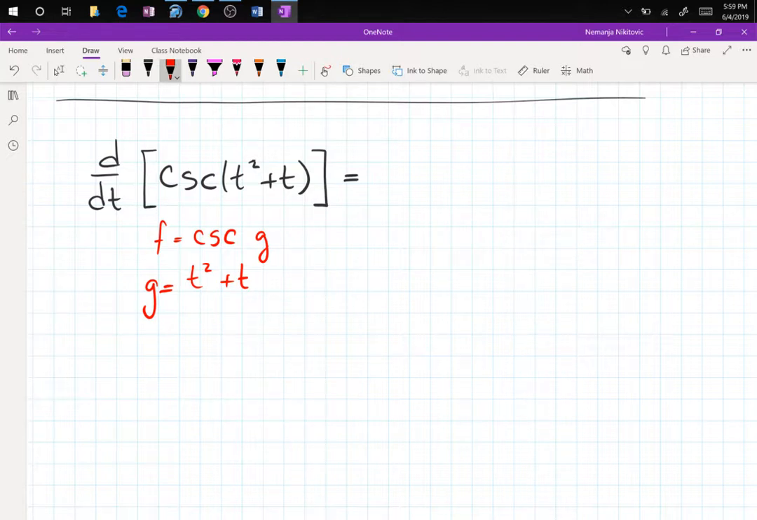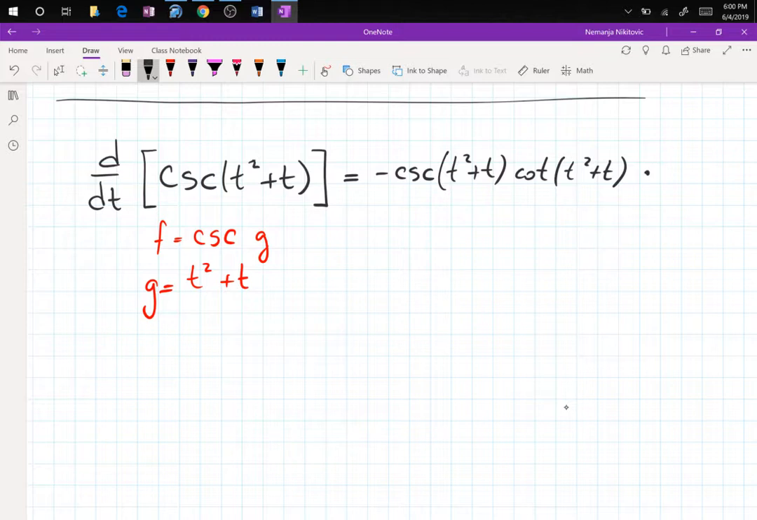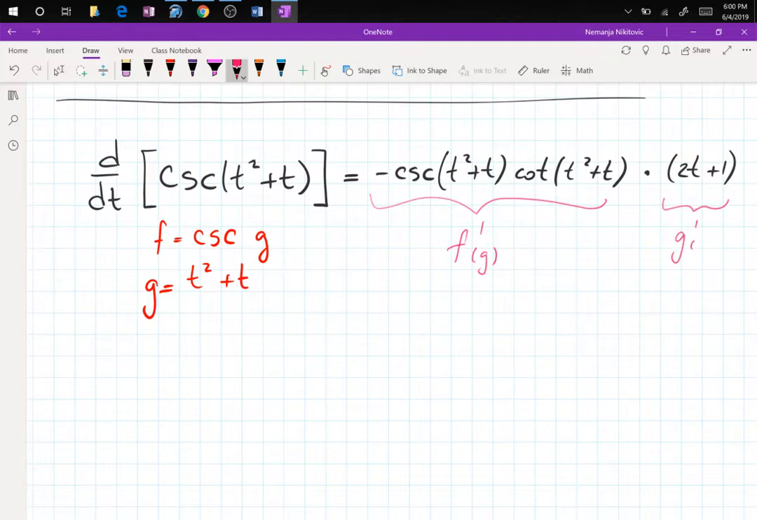What's the derivative of cosecant? Okay, so it will be negative cosecant g cotangent g, right? Yep. So we start with the negative cosecant g, which is t squared plus t, cotangent g, which is t squared plus t, and then finally times the derivative with respect to t. And what's that? Plus 1. Plus 1, nice. I was waiting for that plus 1. So this is f prime with respect to g, and this one over here is g prime with respect to x.